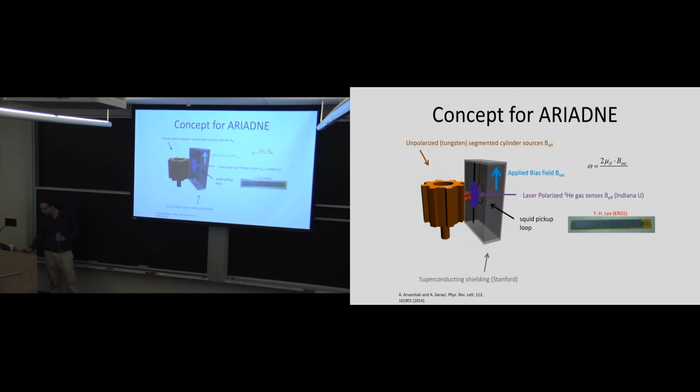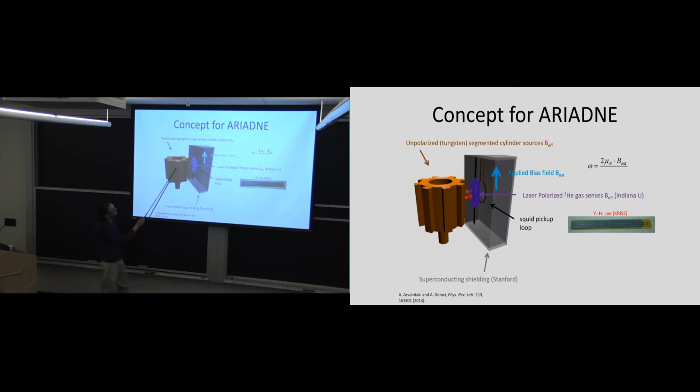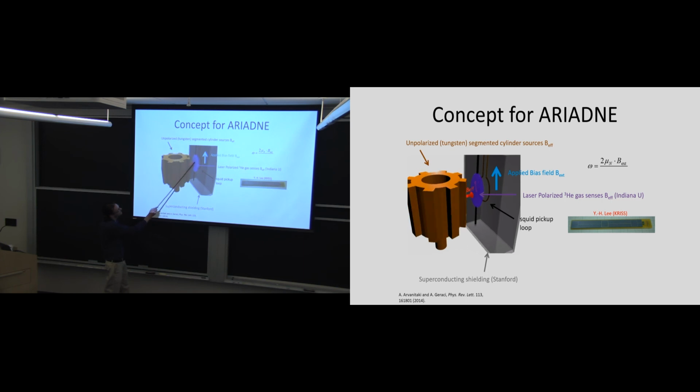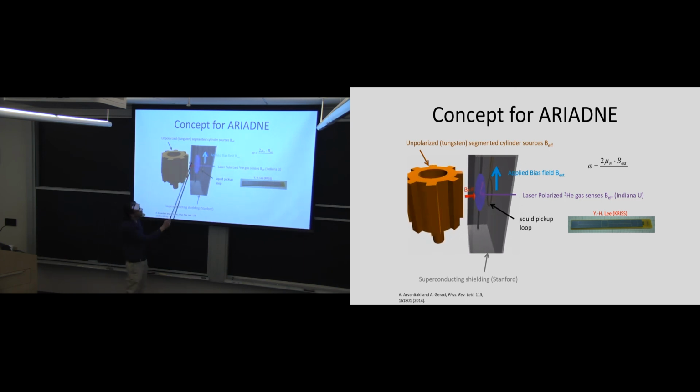So the actual experiment looks more like this, where we have a sample of polarized helium-3 gas in an enclosure, and then I have an unpolarized mass that's a tungsten cylinder with some teeth in it. It looks kind of like a big gear. So the tungsten cylinder is rotating, and as the teeth of the gear pass by, we cause the spin to precess around its axis, and then we can pick up that precessing spin using a SQUID magnetometer.